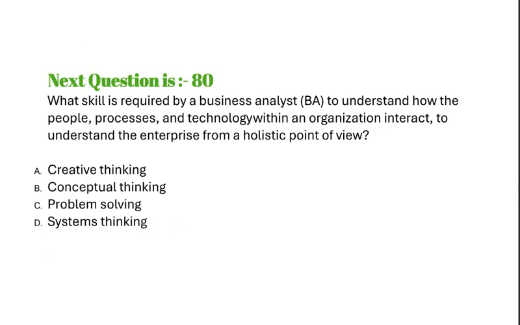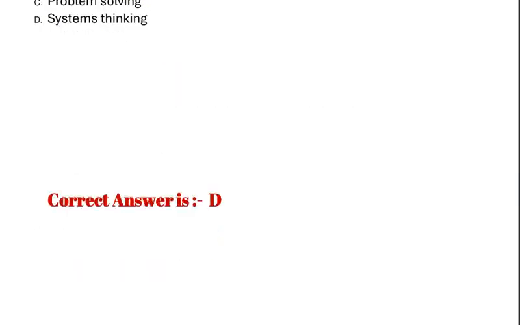Question is, what skill is required by a business analyst (BA) to understand how the people, processes, and technology within an organization interact to understand the enterprise from a holistic point of view? Option A, creative thinking. Option B, conceptual thinking. Option C, problem solving. Option D, systems thinking. Correct answer is option D.